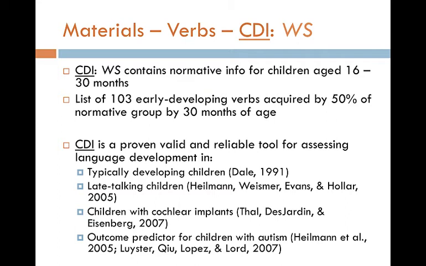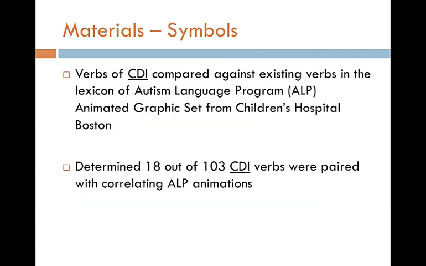The CDI is a proven, valid, and reliable tool for assessing language development in typically developing children, late talking children, children with cochlear implants, and is also used as an outcome predictor for children with autism. The verbs of the CDI were compared against existing verbs in the Lexicon of Autism Language Program, or ALP, animated graphic set from Boston Children's Hospital. It was determined that 18 out of the 103 CDI verbs were paired with correlating ALP animations that featured environmental sounds.